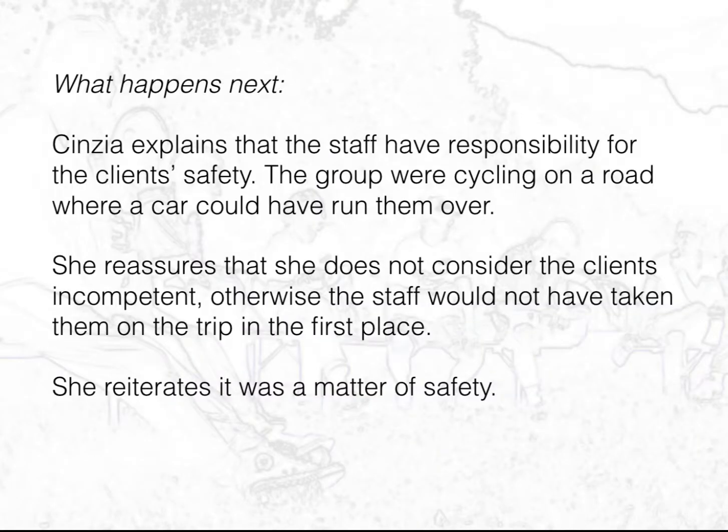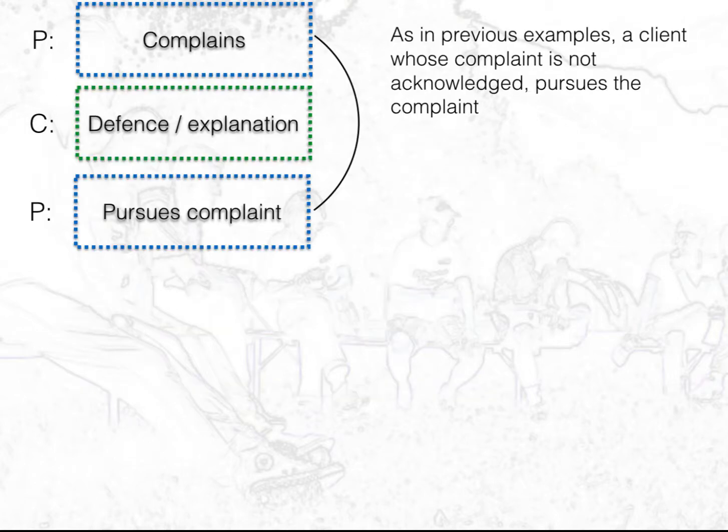She carries on explaining that the staff members have responsibilities for the client's safety, and they were cycling on a road that could be busy at times with cars passing by, but she reassures them that she does not consider the clients incompetent. So responding to that initial complaint that she had a prejudice against them, she says they would not have taken the clients on the trip in the first place if they did not trust them to be competent, to know how to behave properly. And so she reiterates that it's a matter of safety.